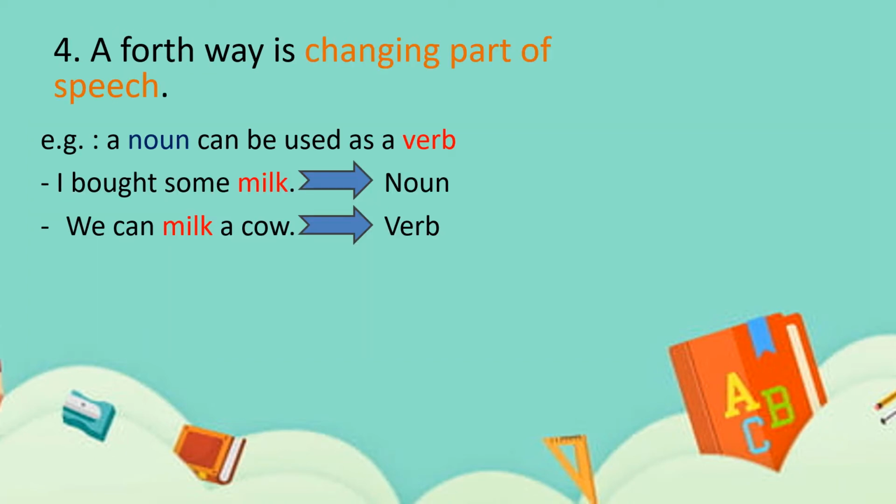A fourth way is changing part of speech. That means you will find the same word, and when you use it in a certain sentence, from its position you can guess its meaning. Now look here. I have an example. Maybe I have the word milk here. A noun can be used as a verb. The origin of the word milk, if you see it the first time, you will say that it's a verb. But from its position, it may be a different part of speech.